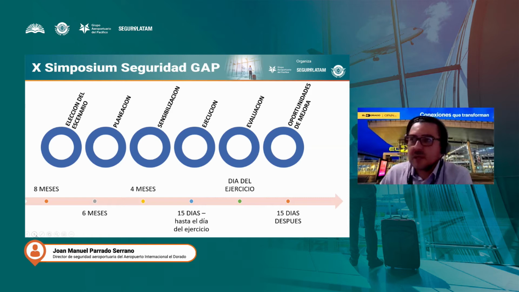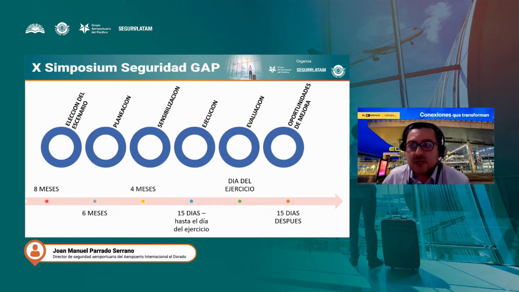So what are these stages? Basically, we have a meeting where we choose the scenario. I will now tell you what it is about. Then we have the planning stage, once we have decided what scenario we want to try. Then the sensitization or awareness stage, to tell all the actors involved what their role is and how they are going to respond to the exercise. Then executing the exercise. On that same day, we evaluate. And finally, we draft a document with the opportunities for improvement.